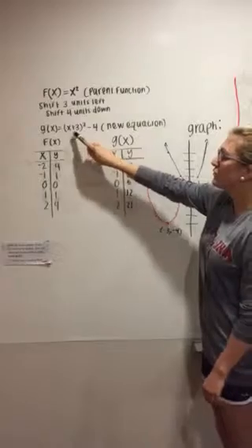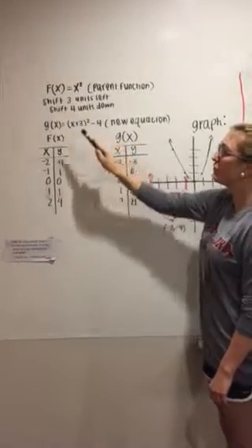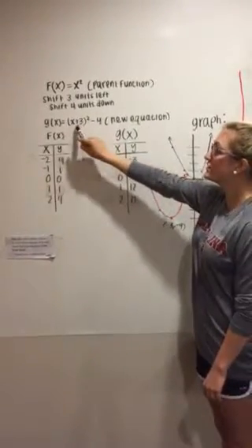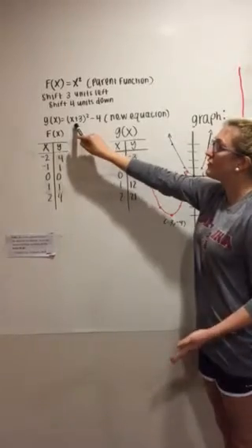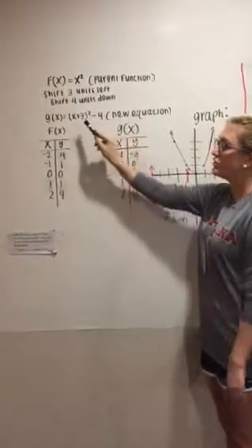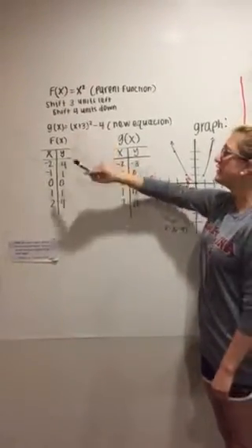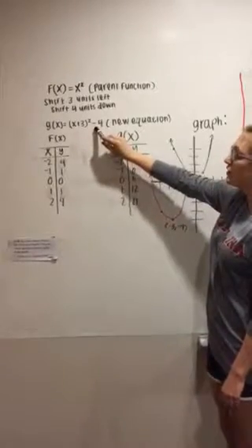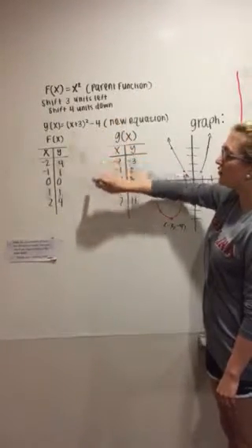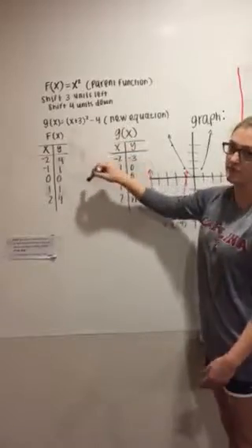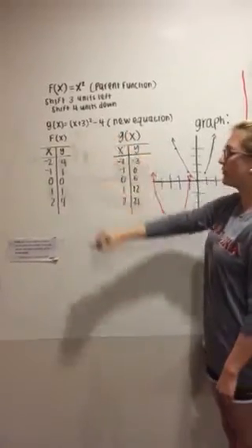The reason we have plus 3 is because whenever you're moving to the left, you're going to use addition, whereas whenever you're shifting to the right, you would use the subtraction sign. And then negative 4 is because we're moving down 4, so it's negative 4, whereas if you were going up 4, it would be plus 4.